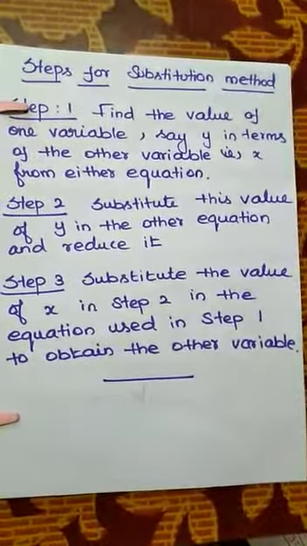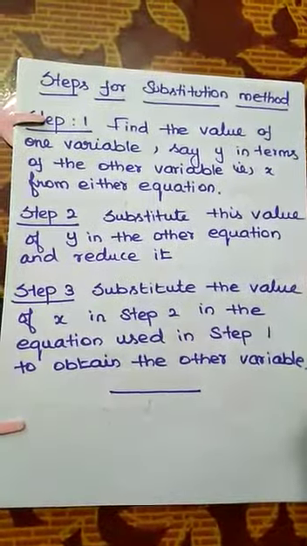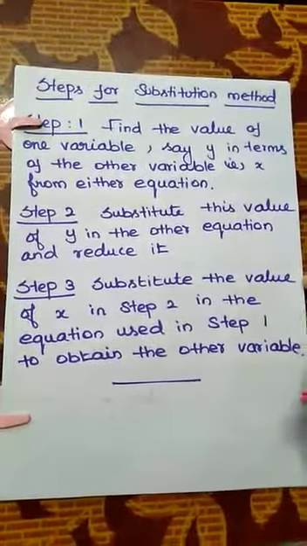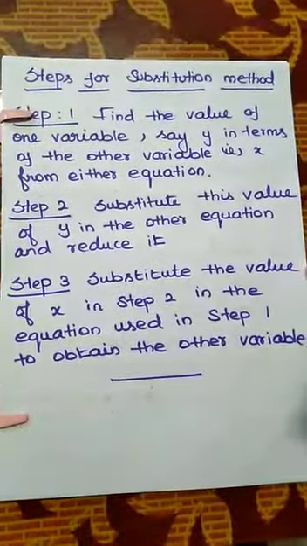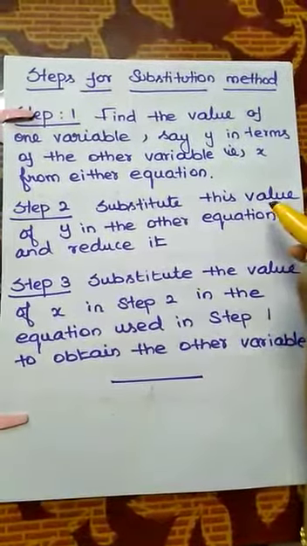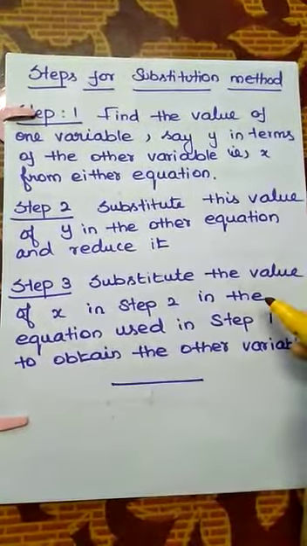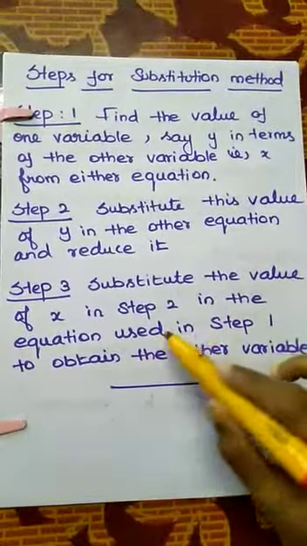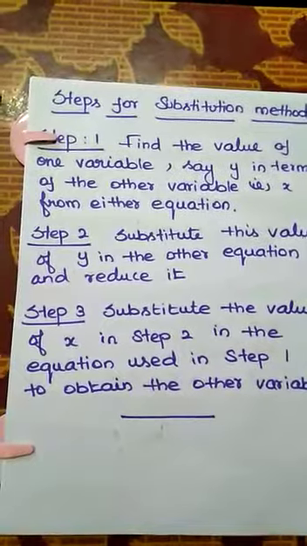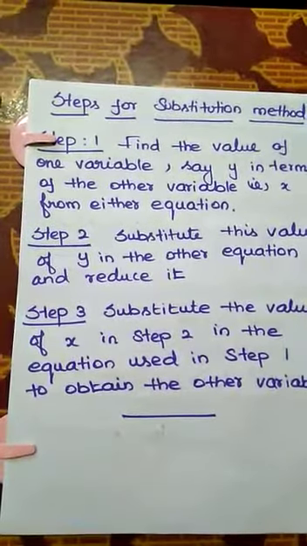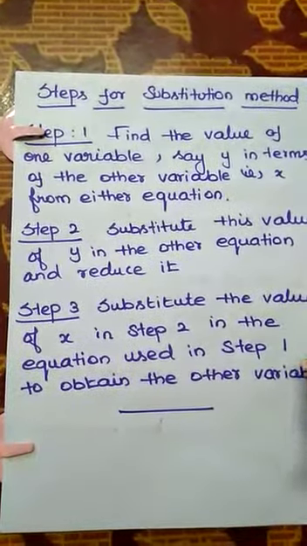First step, find the value of one variable, say y, in terms of the other variable, that is x, from either equation. We pick either of the equations and write one variable in terms of the other. Second step, substitute this value of y in the other equation and reduce it. Third step, substitute the value of x from step 2 in the equation used in step 1 to obtain the other variable. We have substituted the value of one variable by expressing it in terms of the other variable to solve the pair of linear equations. That's why the method is known as the substitution method.